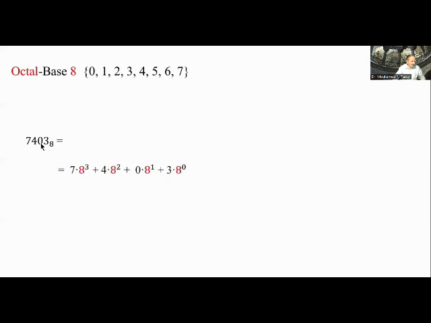And you see how we multiply this 3 by 8 to the power 0, 0 times 8 to the power 1, 4 times 8 to the power 2, 7 times 8 to the power 3. You do the math and you get these numbers, you add them up and you get 3,843 in base 10.